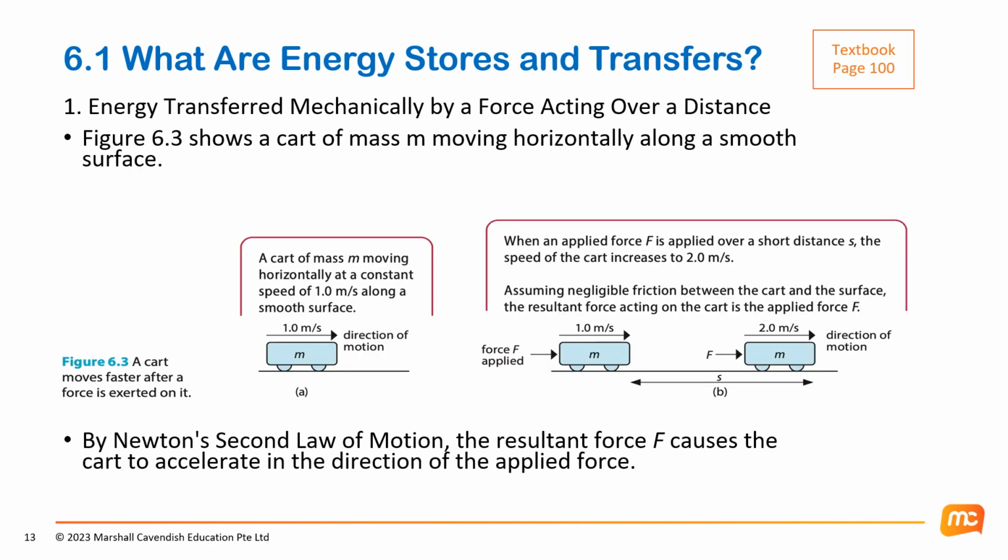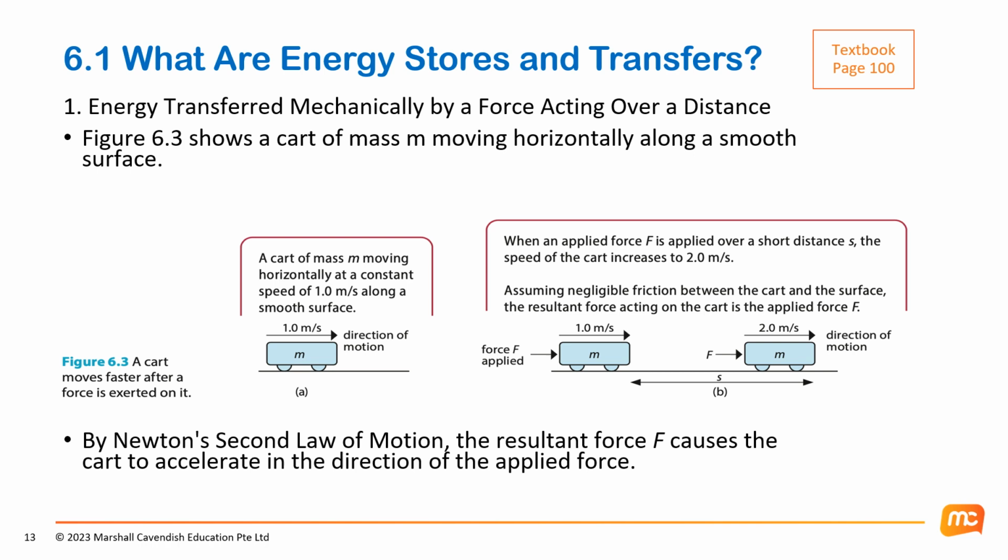So, some examples. Energy transferred mechanically by a force acting over a distance. In this example over here, you see that you have a force acting on an object, pushing it. And as the object is pushed, it travels over a certain distance. This increases the energy in its kinetic store. Assuming, of course, that there's negligible friction, so the surface is smooth.